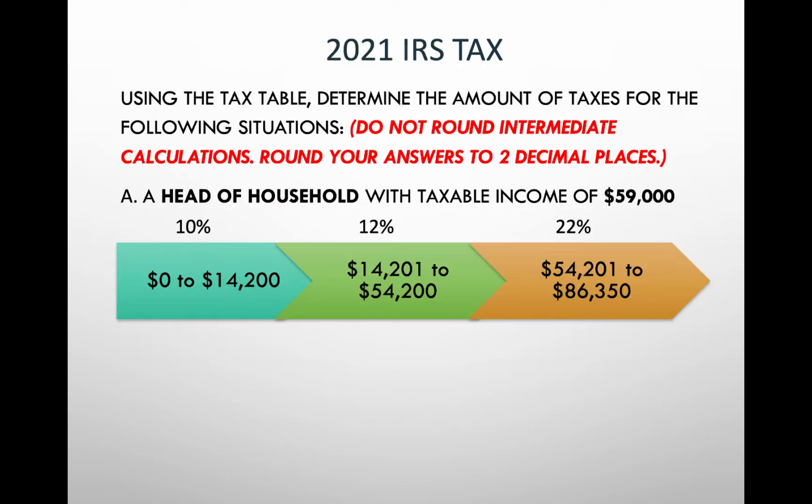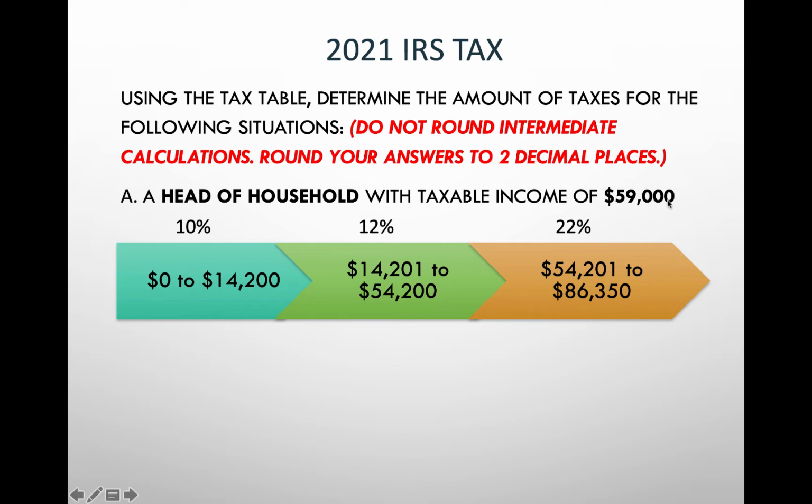In this chapter's homework problems, you'll be using the tax table to determine the amount of taxes for the following situations. In example A here, we are dealing with a head of household with a taxable income of $59,000. So what I've done here is visually taken the corresponding column for head of household from the tax table on the previous slide, and you can see each of the brackets has a particular rate just above so that we can remember what those rates are. So if you think about the $59,000, which is our taxable income, think of it as water that we're pouring into the buckets.